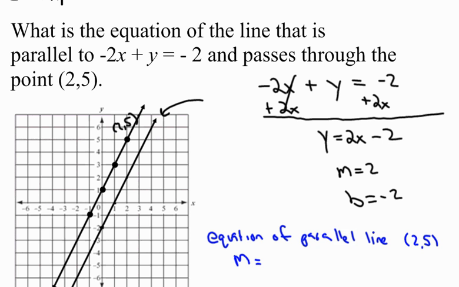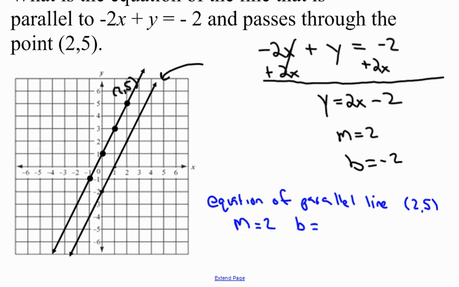Well, we know that the slope is 2. We know it has to have the same slope as the original line. And we need b. In order for us to give the equation of the line, we need to give it in the form of y equals mx plus b. So we got m already, so all we need is b. b is positive 1. So what is the equation? Substitute for m, substitute for b, and you get y equals 2x plus 1. That is our final answer.